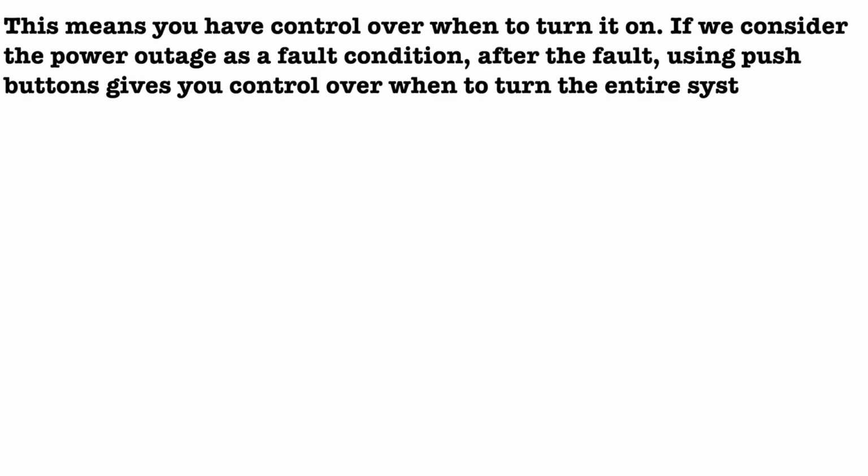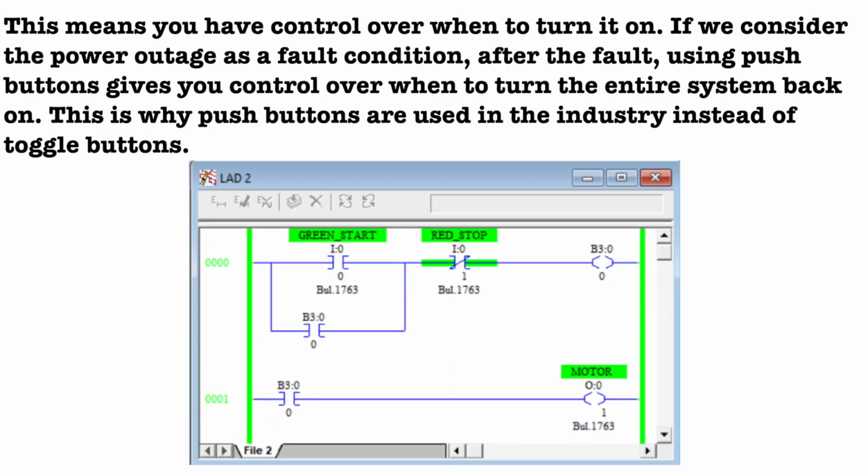So in the toggle switch, when the power comes back, it automatically turns on again and leaves you with no control. But in the push button case, in the start stop concept, when the power comes back, the motor will not turn on automatically. It will give you control when you need to turn it on again. This means we have control over when to turn it on.